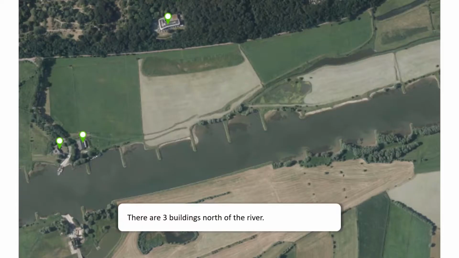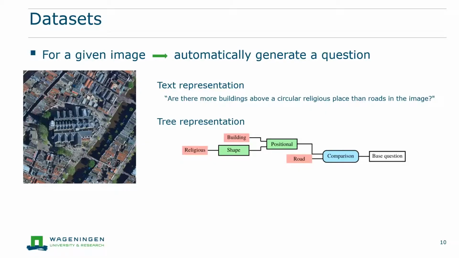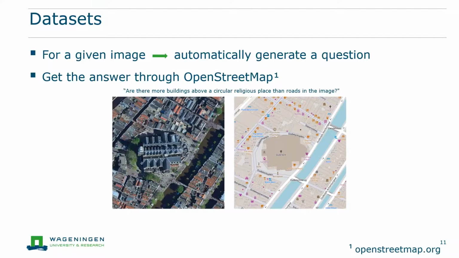To design and train such an algorithm, we need a dataset. Our goal is to obtain many image, question, answer triplets. For a given image, we can automatically generate many questions. These questions are generated randomly in both a text representation and a tree representation. For example, on this image of Amsterdam, we can ask, are there more buildings above a circular religious place than roads in the image?